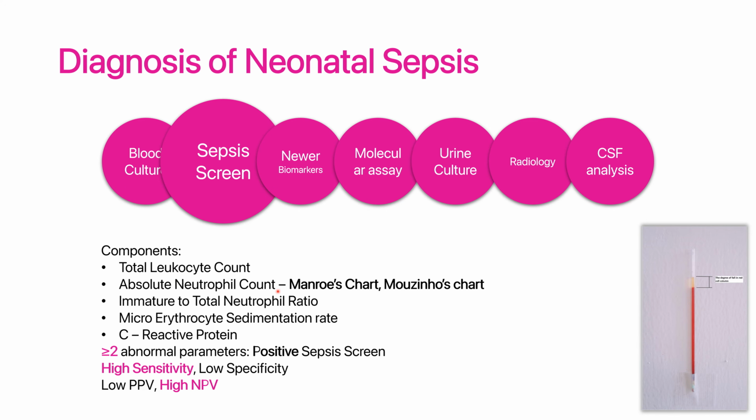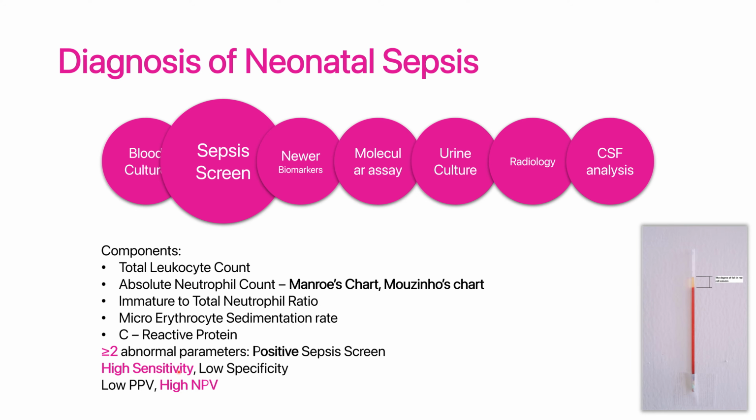The absolute neutrophil count is an age specific value which can be known for a term child from the Monroe's chart and for a preterm child from the Mouzinho's chart. Important to note is that more than or equal to 2 abnormal parameters of these 5 must be present to call it a positive sepsis screen. That means if out of these 5 any 2 are present, then we can call it a positive sepsis screen.